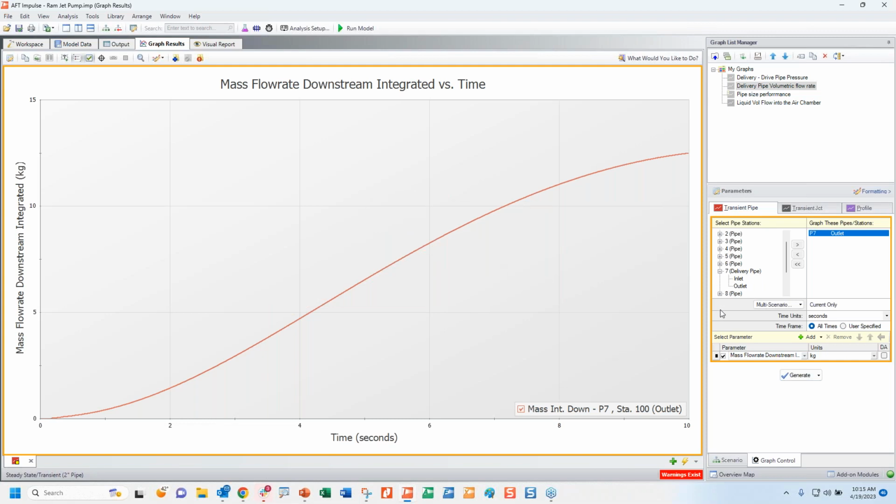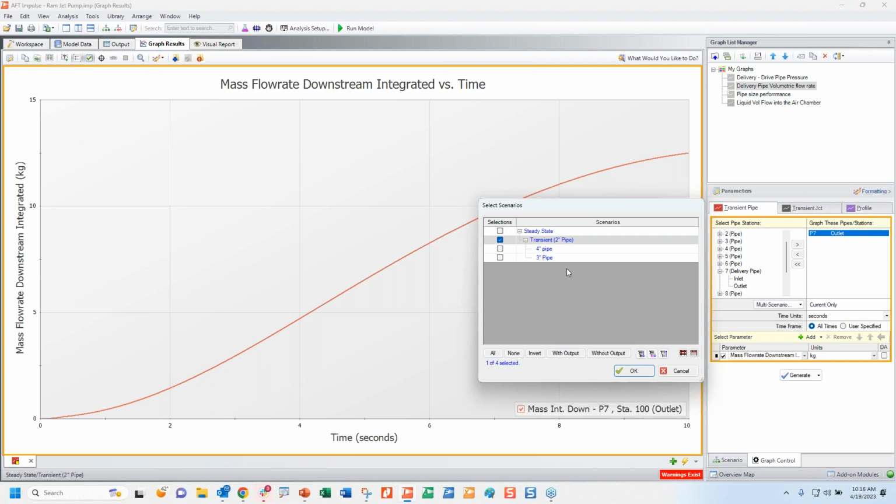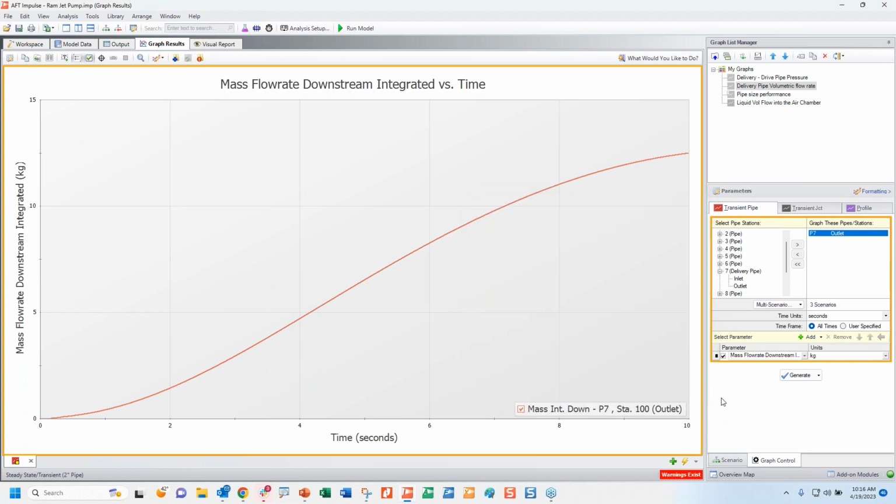I want to compare it. So to compare scenarios, I'm going to use a new feature in Impulse, multi-scenarios. I want to select the scenarios I want to compare. I want to say, okay, I want to see 4-inch and 3-inch. Say, okay, generate.